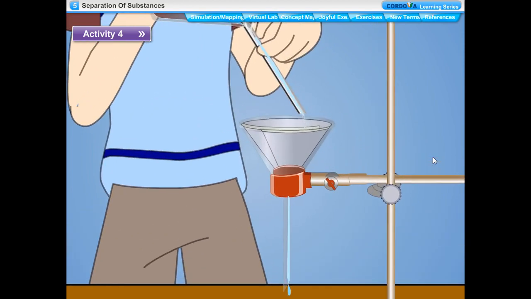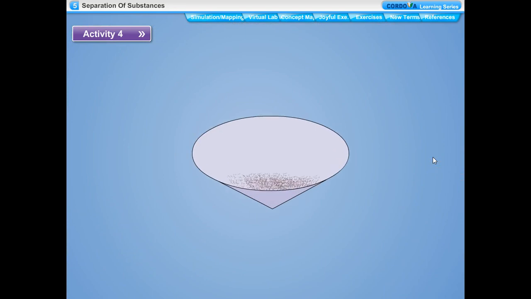Take out the filter paper cone and open it out. Mud particles can be seen on the filter paper. This is called residue. Conclusion: the mud particles, being bigger in size, cannot pass through the filter paper and remain behind on the filter paper. In this way, mud and water can be separated from the mixture by the process of filtration.